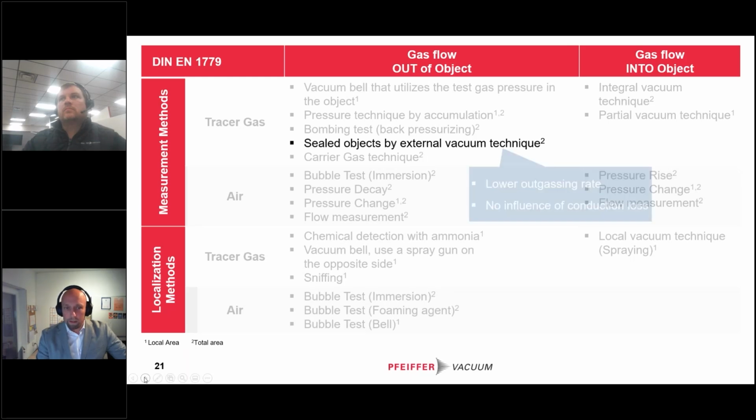Another advantage here is that we will have a much lower outgassing rate, and with this, no real influence on the conduction loss to reach the 0.03 millibar. So more or less the black curve, you remember.